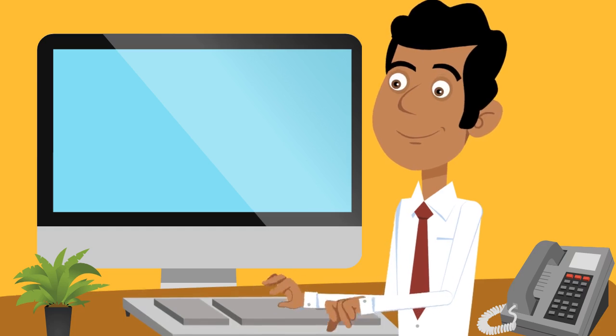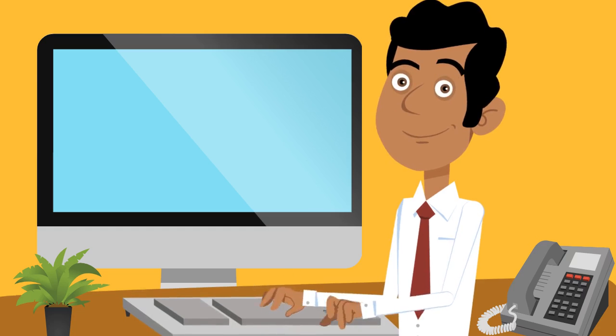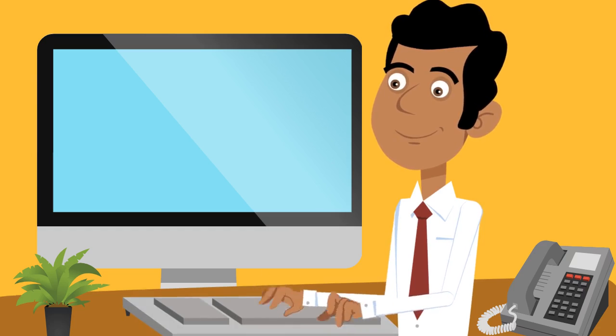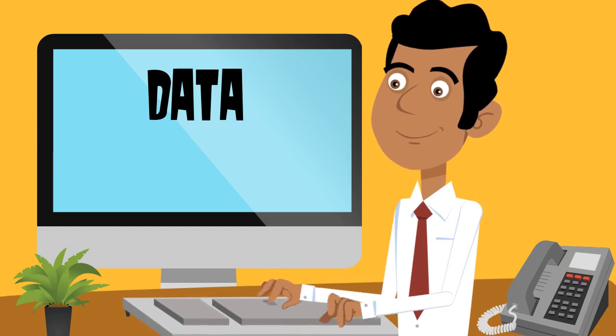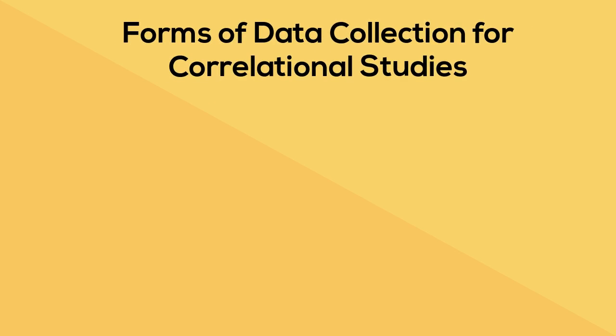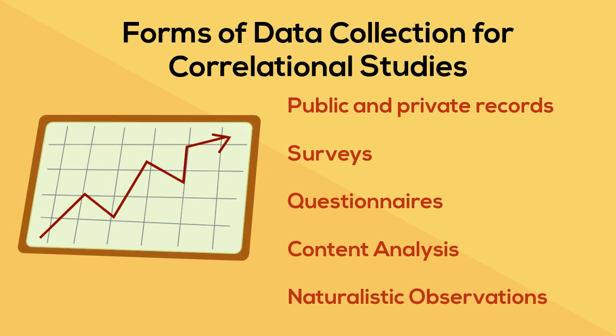By now, we have covered quite a lot of information on correlational studies. Now let's take a look at how we collect data for these studies. In correlational studies, one can use several different forms of data collection methods. Here are a few examples: public and private records, surveys, questionnaires, content analysis, and naturalistic observations. Remember, each of these must be statistically measurable.